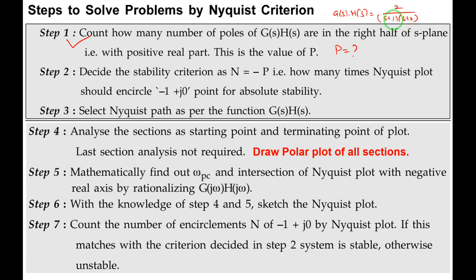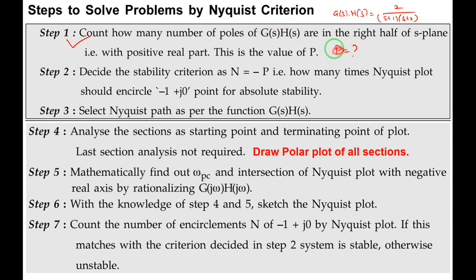For example, you equate the denominator terms to 0. So what are the poles? S equal to minus 1, s equal to minus 2. Minus 1 and minus 2 are the poles, and none of them are lying in the right half of the s plane. They are lying in the left half of the s plane, so P is 0 here.